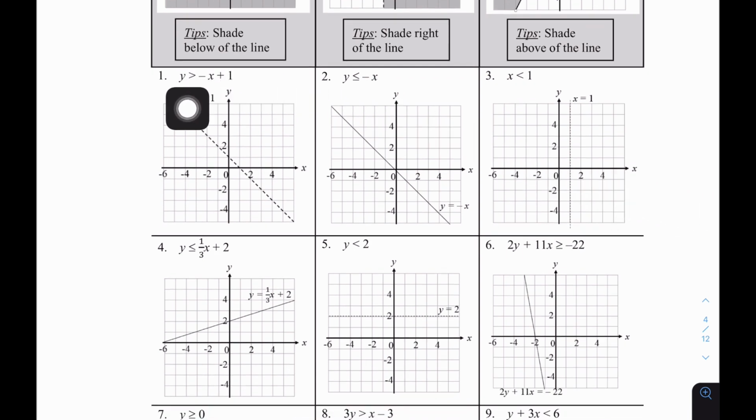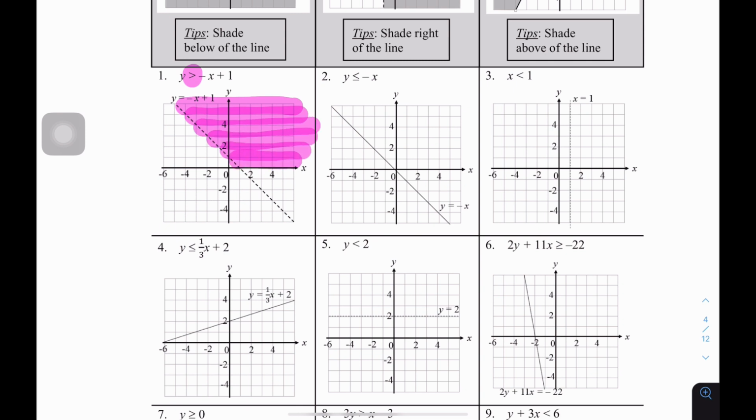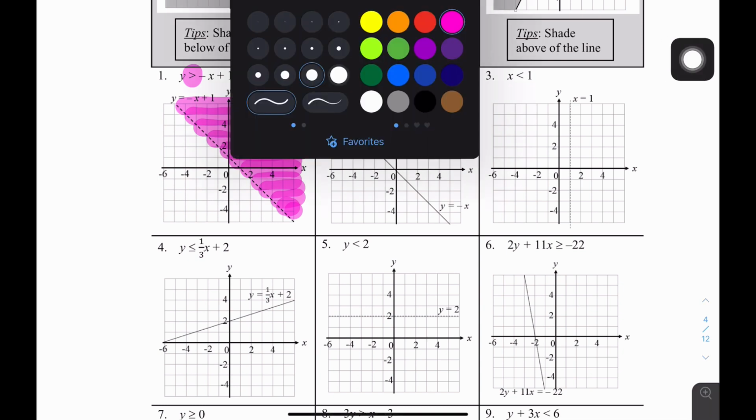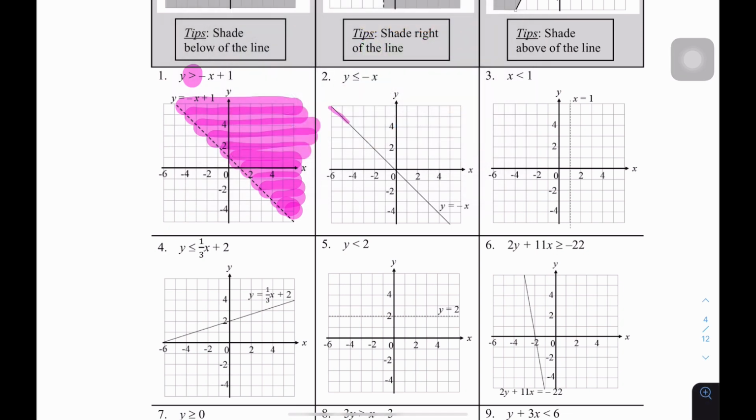So first, we have y is more than negative x plus 1. More than, so kita lorek ke bahagian atas. Boleh. Next, y is less than negative x. So less than, so kita lorek bahagian bawah. Bawah sini.